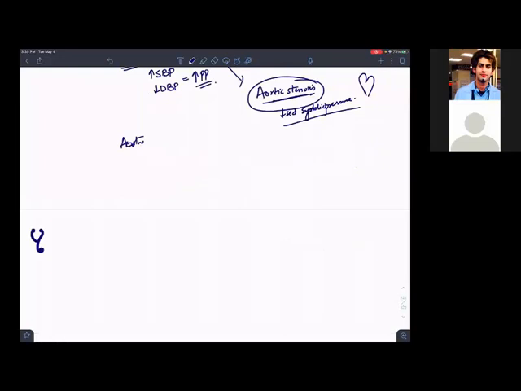Aorta, vena cava. What pressure will the aorta have? 100 mmHg. Mean pressure I am taking. I hope you remember the mean pressure. Vena cava has only 4 mmHg. Mean pressures, guys, we are talking about.